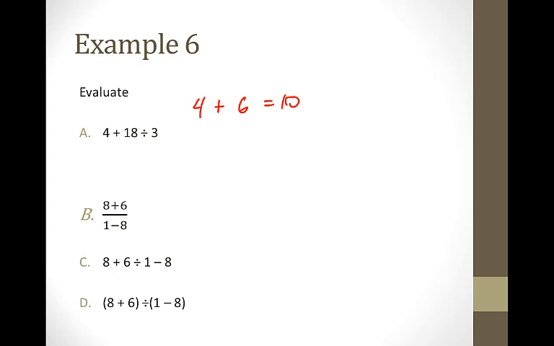How about 8 plus 6 over 1 minus 8? Now, when it's written this way, we haven't talked about this yet. I don't think we mentioned it in class. There's an implied parentheses here. So when we have this big fraction bar, it's implied that we do the numerator and then do the denominator. So 8 plus 6 is 14. Then 1 minus 8 is a negative 7. And then divide.